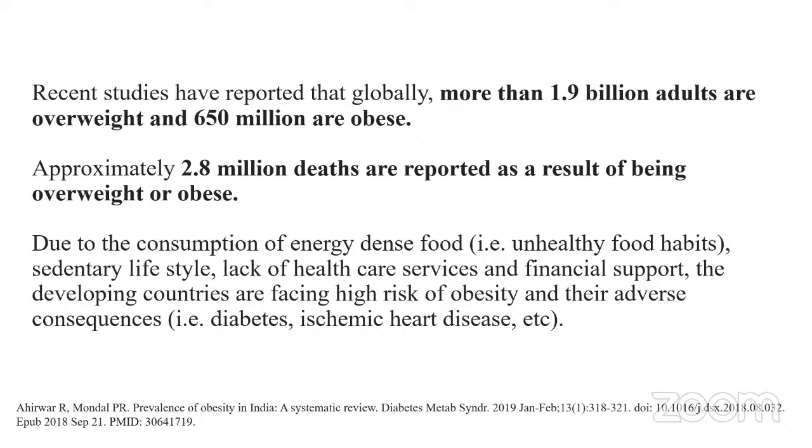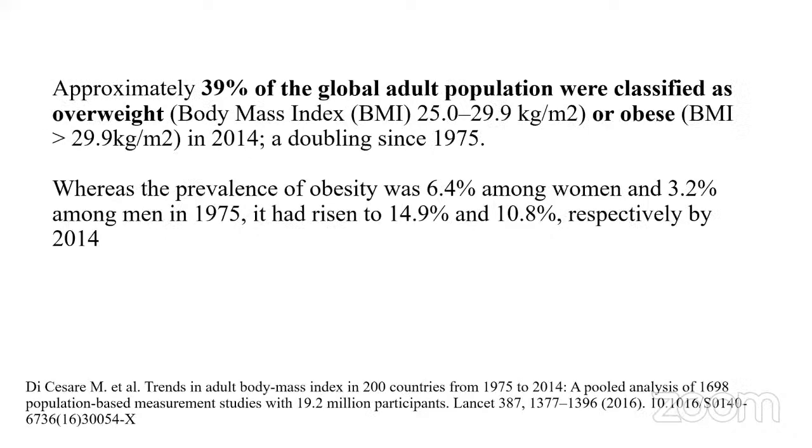And in India, the top killer is cardiac problem. So cardiac problem is again related to obesity. Approximately 39% of the global adult population was classified as overweight. So nearly 39%, you can imagine the condition. 39% of people are classified as overweight or obese.